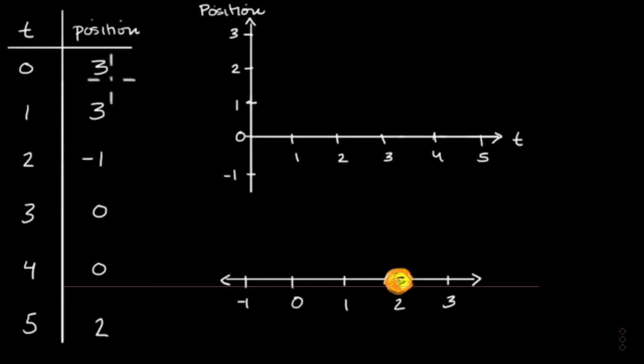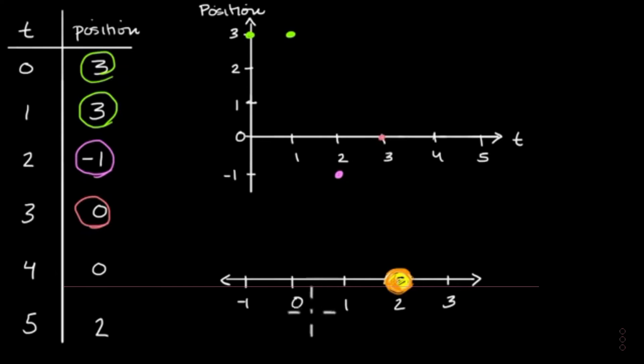So at time equals 0, our position is at 3. And then at time equal 1, we're at 3 again. At time 2, our position is -1. At time 3, our position is 0.